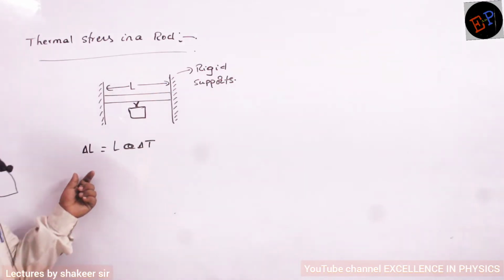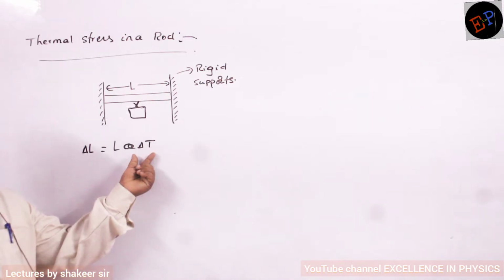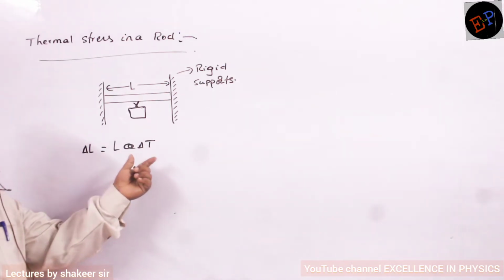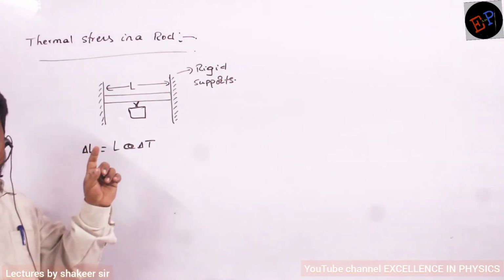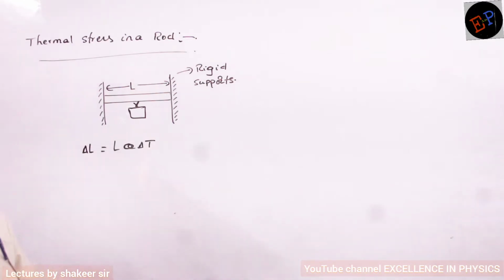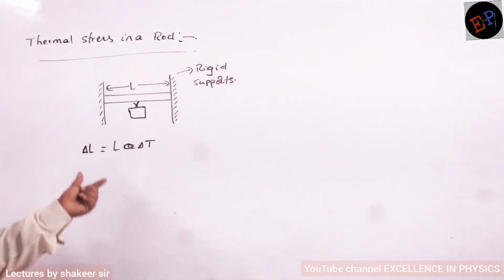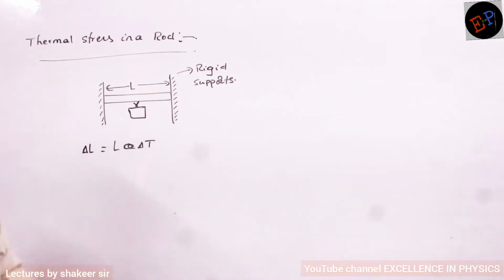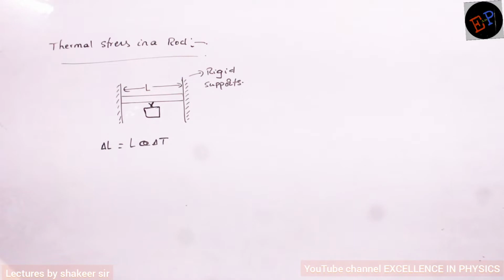If I start heating this rod and change the temperature by delta T, then the increase in length is L alpha delta T. This should be the increase in the rod if there are no rigid supports. Without the rigid supports, the rod would have expanded by this much. Understood?